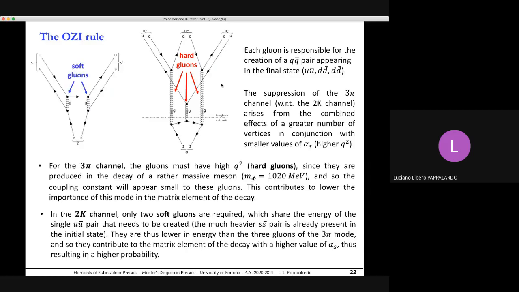What about the other mode? In the 2 kaon channel, only 2 soft gluons are required, this and this, which share the energy of the single u ū pair that needs to be created, because the s s̄ pair is already present in the initial state. The s s̄ pair is already there, it's just flowing this way. So you just need to create a light quark pair, and so your 2 gluons have to be low energy gluons, so soft gluons. And since they are soft, of course, they probe a higher value of alpha strong, and so, of course, this results in a higher probability.